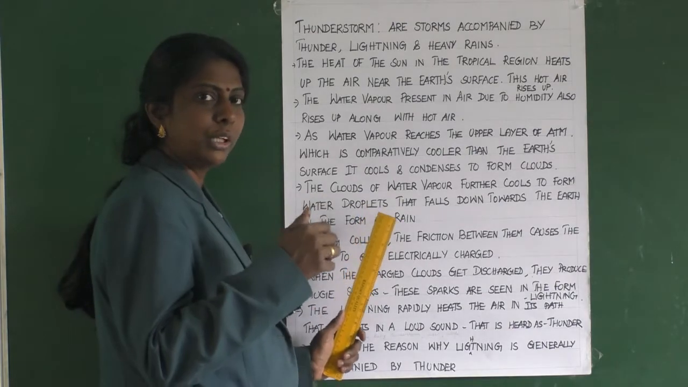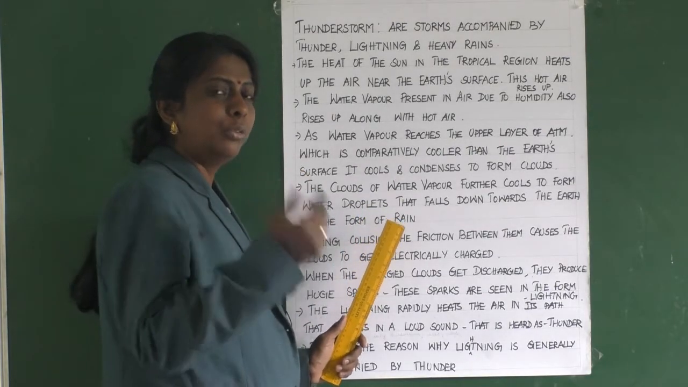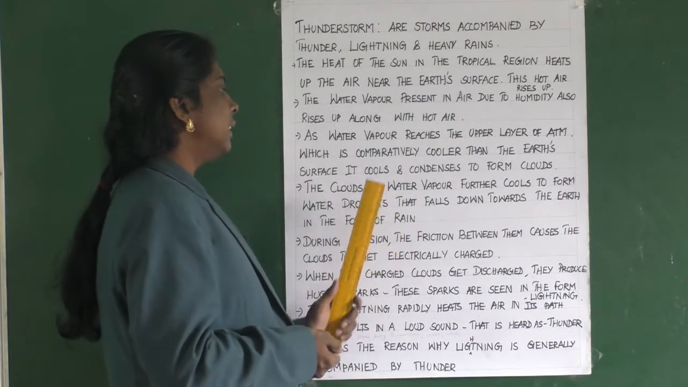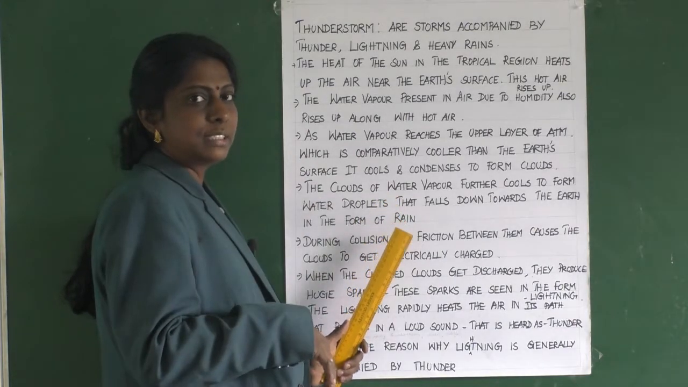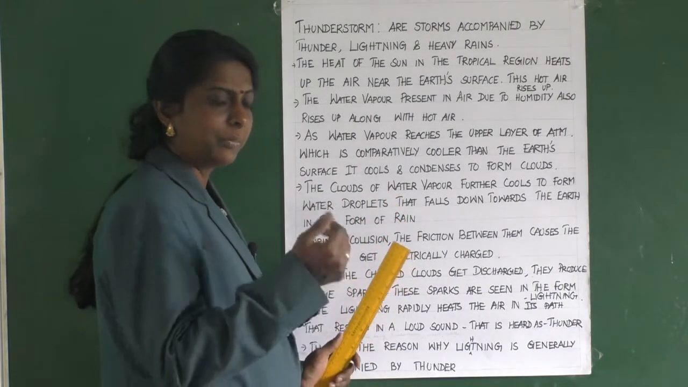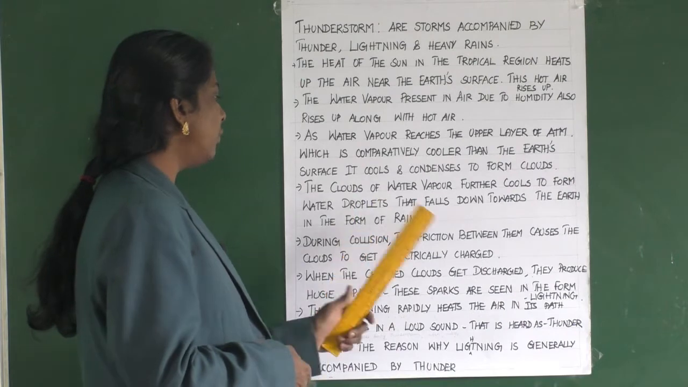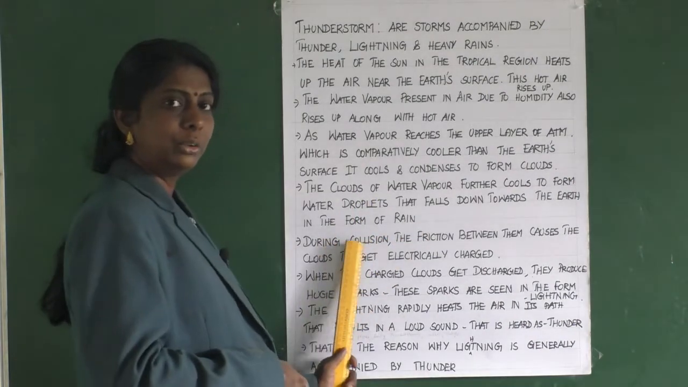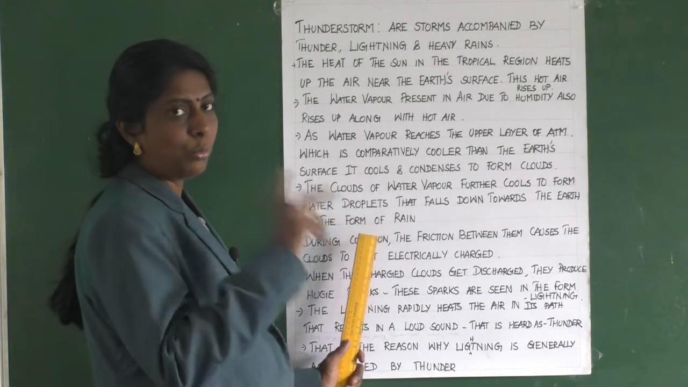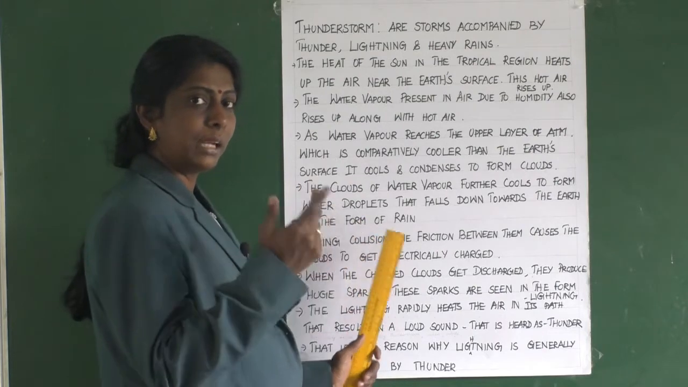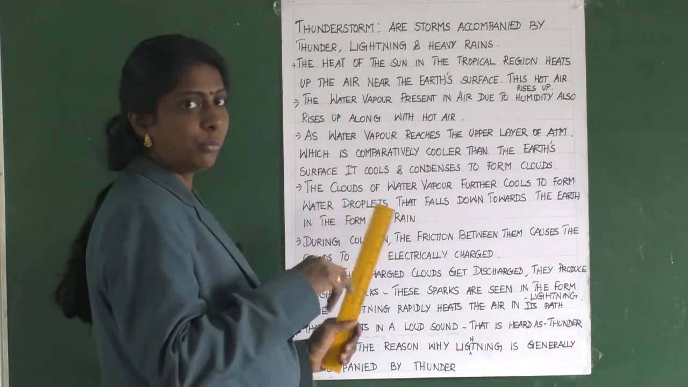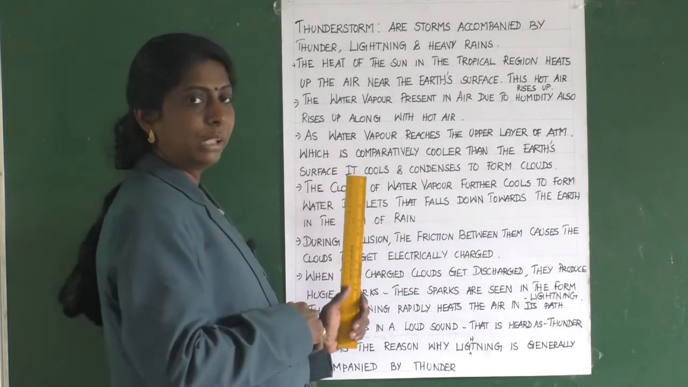The clouds of water vapor further cool to form water droplets. So, that falls down towards the earth as rain, isn't it? Yes, in the form of rain. What do you mean by collision? During collision between two molecules. What are the two molecules? Air molecules from the earth and air molecules from the water vapor.